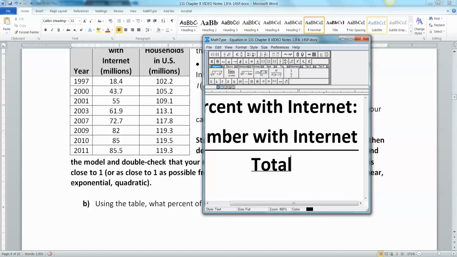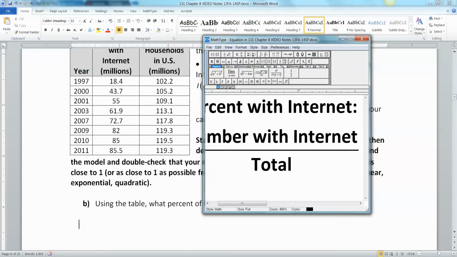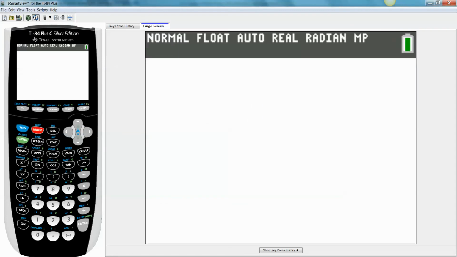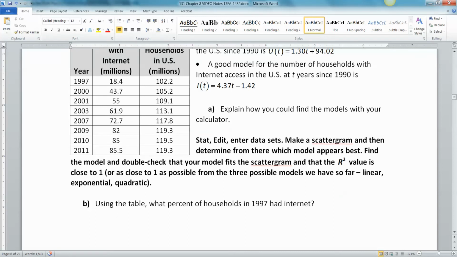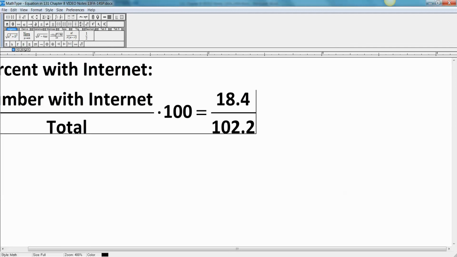Let's see how that works. It's going to be close. So that would be 18.4 divided by 102.2. Let's grab the calculator. This isn't quite right, but I'll help you out. So 18.4 divided by 102.2. And that's not quite right, because it isn't 0.18%, it's 18%. So how can we mathematically change it so that it automatically moves the decimal over 2 spots? Well, we can do that by just multiplying by 100. So we take this and multiply it by 100, and that'll be 18%.